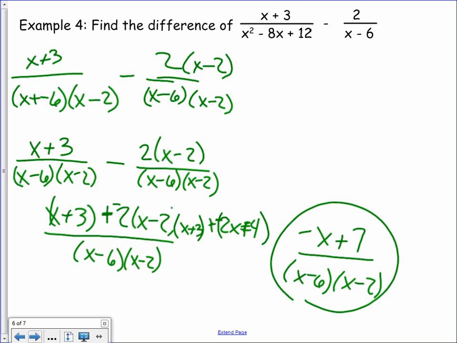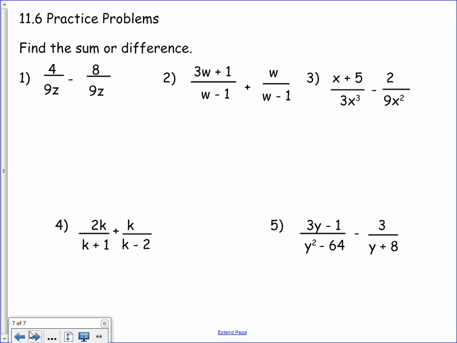Okay. All right, you have 5 practice problems. The first 2 have common denominators. The last 3, you need to find the least common denominator first, and then add or subtract the numerators and simplify.